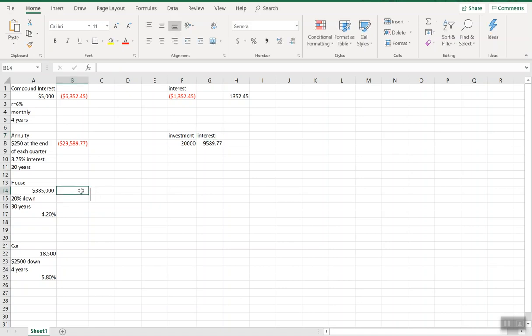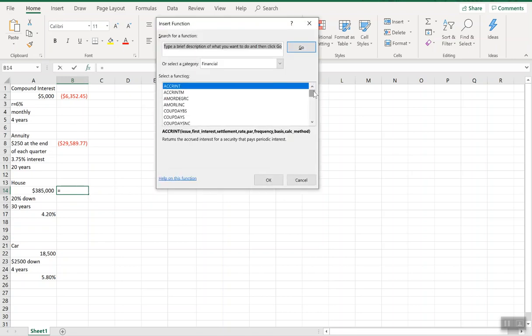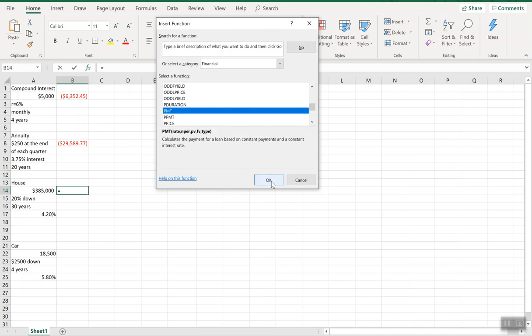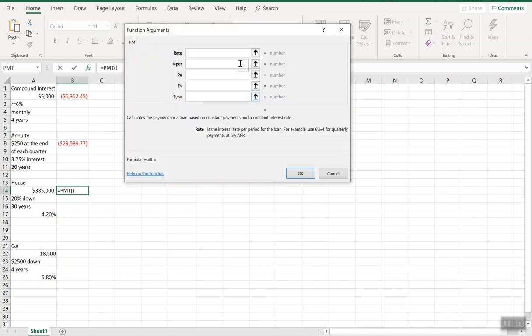Let's say we want to figure out a house. So for a house, I again hit FX. And what I'm looking for now is payment. I want to know how much do I pay per month. So I hit that and open it. And once again, it says rate. So my rate is 4.2%, and I'm going to pay monthly. I divide by 12.